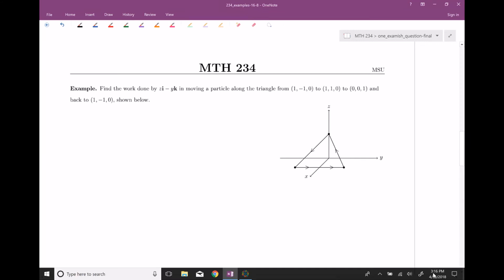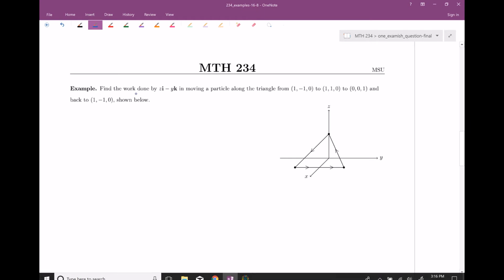All right, welcome everyone. Here we have another reasonable exam style or quiz style question, something to be done in a timed assessment. We're interested in finding the work done by this vector field here. In this case, we haven't given it a name. You can call it F or G or whatever you'd like.